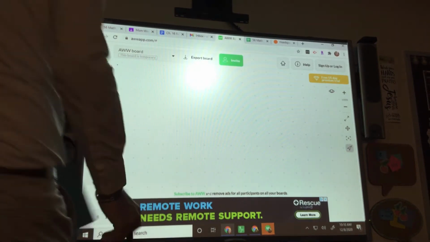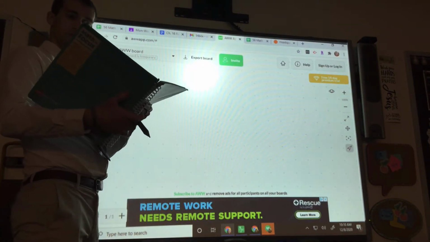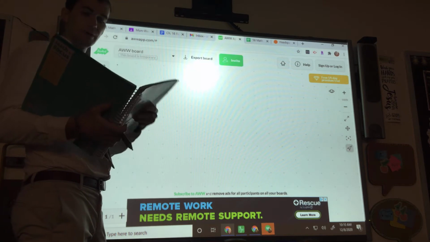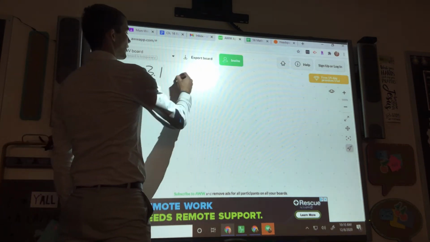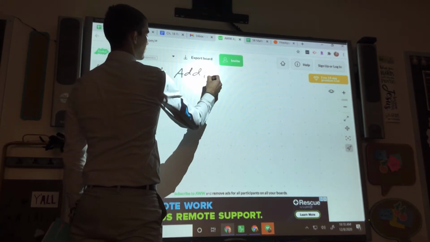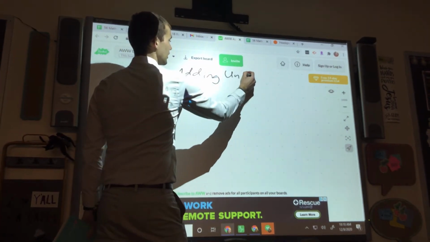All right, we are on page 122, section 3.1. So starting out chapter 3, talking about different fractions of this chapter. 3.1, we are adding unlike fractions.